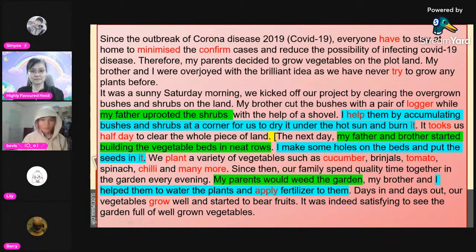Since then, our family spent quality times together in garden every evening. My parents would weed the garden. My brother and I helped them to water the plants and apply fertilizer to them. Days in, days out, our vegetables grew well and started to bear fruits. It was indeed satisfying to see the garden full of well-grown vegetables.